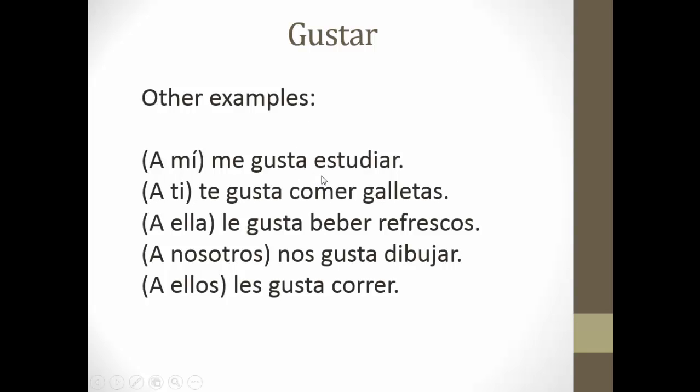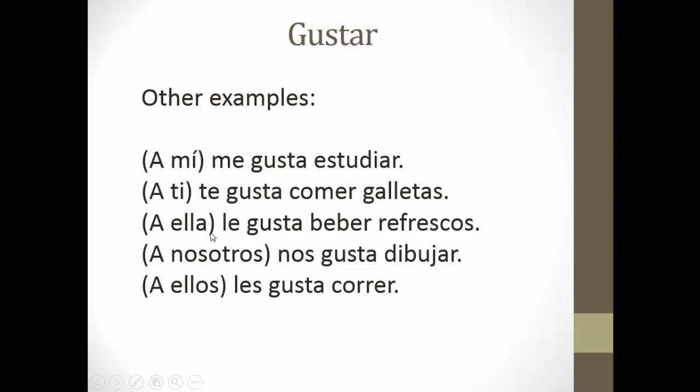More examples. A mí me gusta estudiar. Notice the a mí is in parentheses. You do not have to say a mí, but if you see a mí, you have to use the GUSTAR pronoun me to go along with that. So, a mí me gusta estudiar and me gusta estudiar both mean I like to study. A ti te gusta comer galletas and te gusta comer galletas both mean you like to eat cookies. A ella le gusta beber refrescos and le gusta beber refrescos both mean that she likes to drink soft drinks.